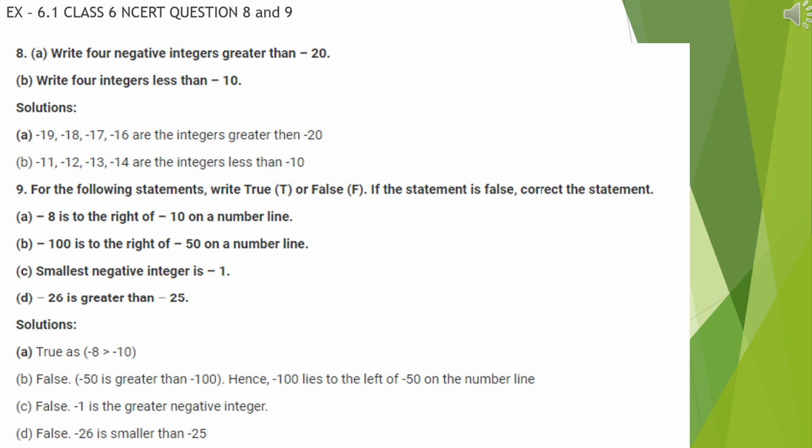C part. The smallest negative integer is minus 1. It's false because the greatest negative integer is minus 1, not the smallest. D part. Minus 26 is larger than minus 25. It's false. The correct statement should be minus 26 is smaller than minus 25.